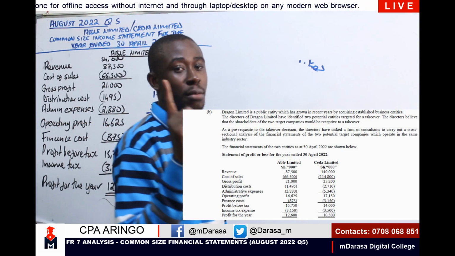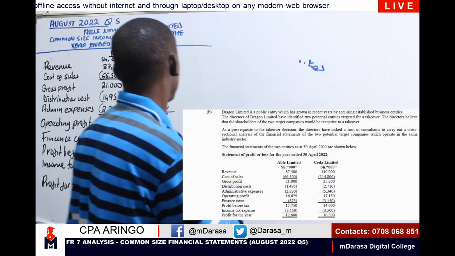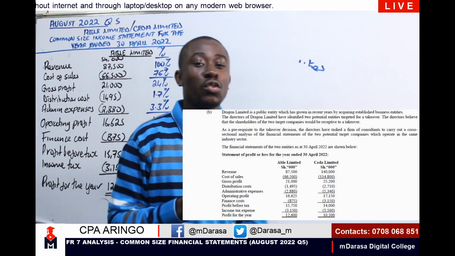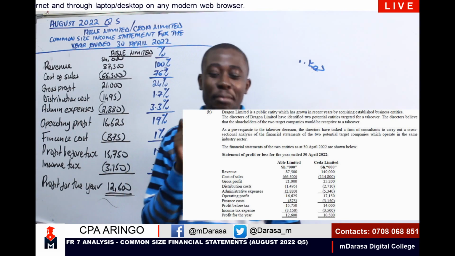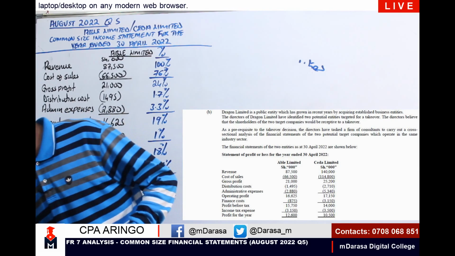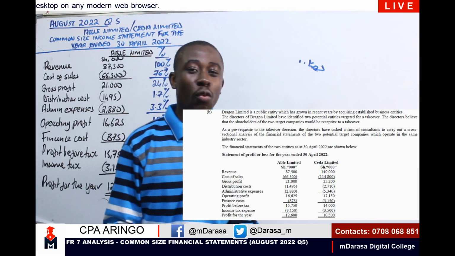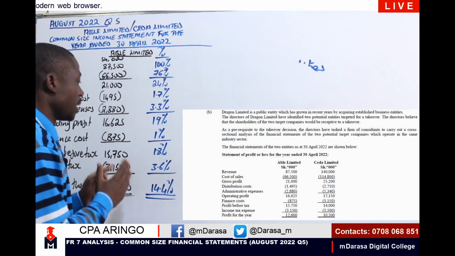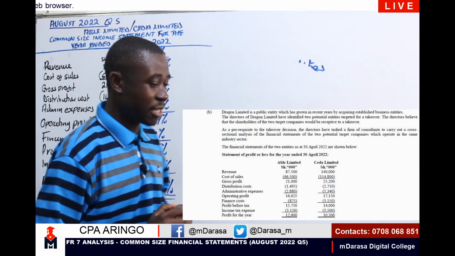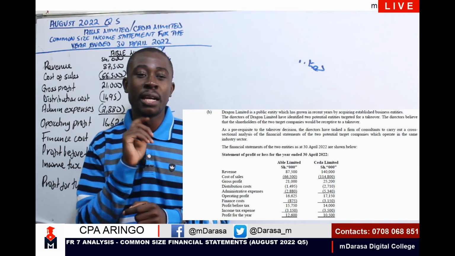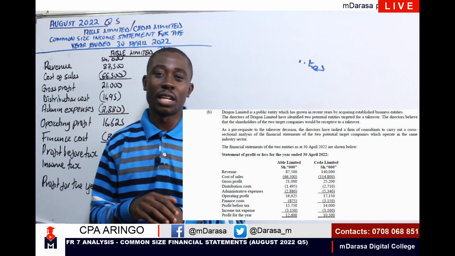So I want you to use the same concept and do for me for SEDA Limited. Once you're done with that, let us proceed to the other item here, statement of financial position. Remember, what we've done is only our income statement. So let us proceed to the next bit and prepare our statement of financial position.